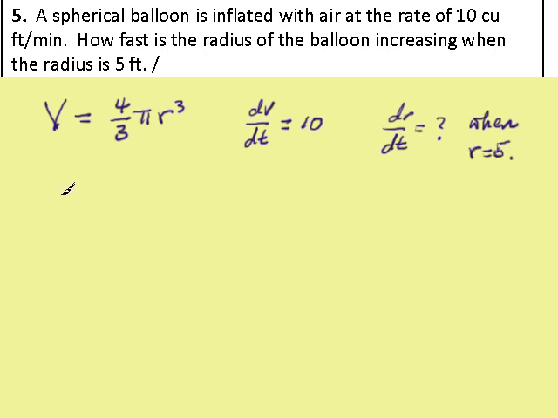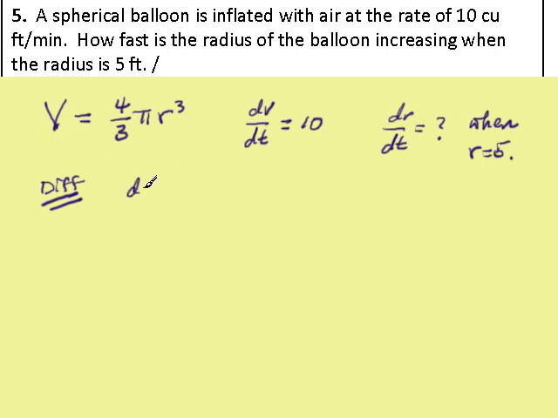So remember how we do these problems. We start with the eliminate step if we have more than one variable over here. If we had 3 variables, but we only have 2. So we don't need to do that step. And then we go to the differentiate step. The differentiate step will give us an equation containing dV/dt and containing dr/dt, which is what we need. So let's go ahead and differentiate with respect to t.